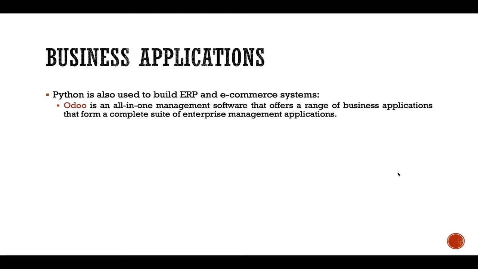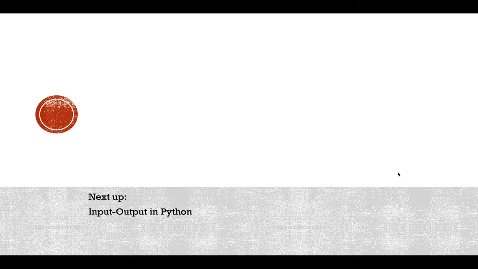Next area of Python is business applications. It is used to build ERP, enterprise resource planning software, and e-commerce systems. There is a software called Odoo. It is an all-in-one management software which offers a variety of business applications. Next one is Tryton, which is a three-tier high-level general purpose application platform. So these are the major application areas of Python.